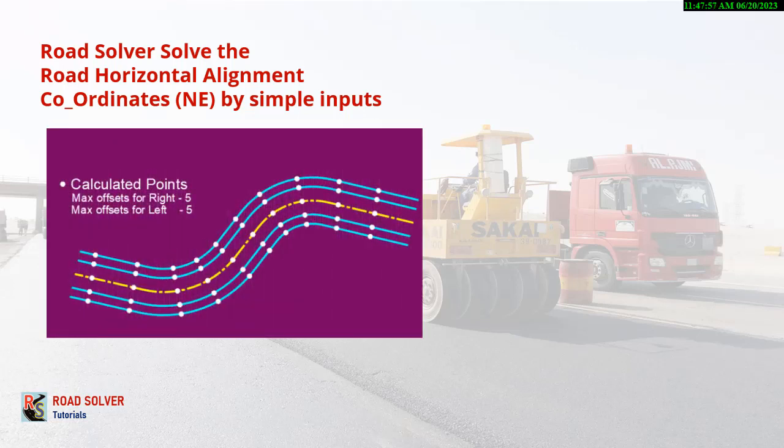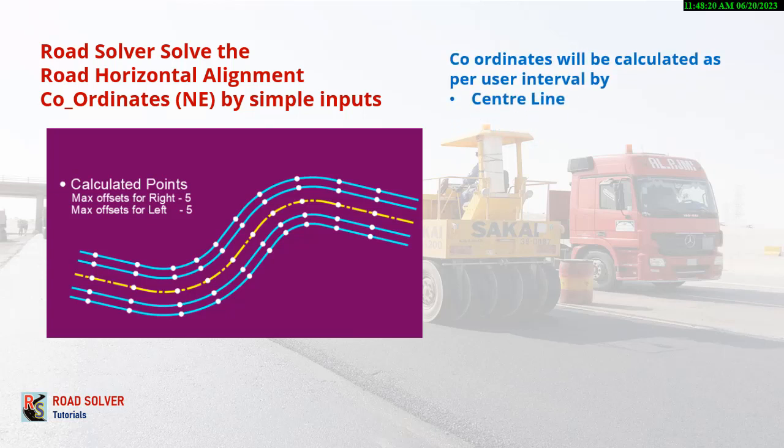So this diagram describes how the points of the horizontal alignments are calculated. This calculation will be made for the center line, right offset and left offset. All of it is calculated based on the user interval. The coordinates will be calculated as per the interval given by the user. For the center line and right offset, you can use 1 or 2, and a maximum of 5 numbers at one time. Same for the left side offset, 5 numbers.